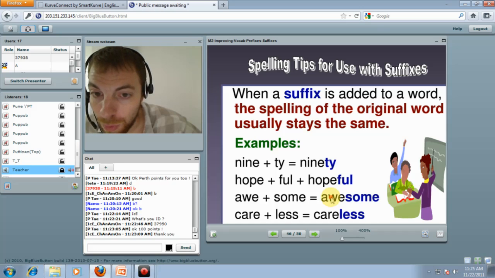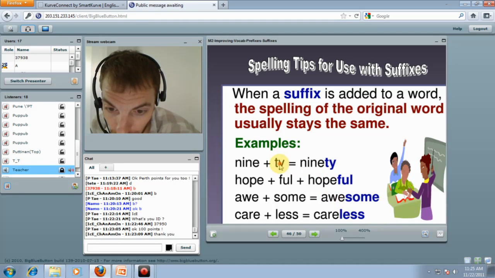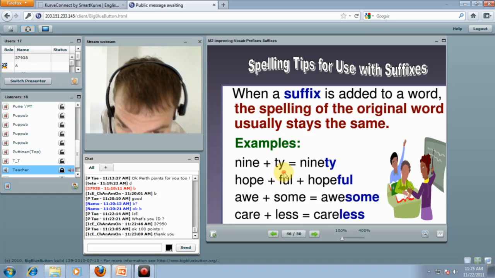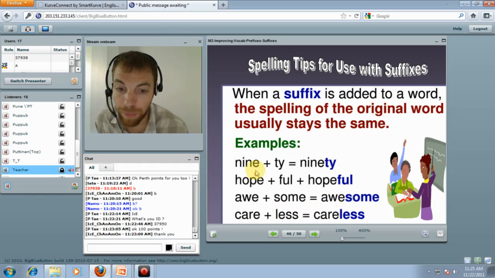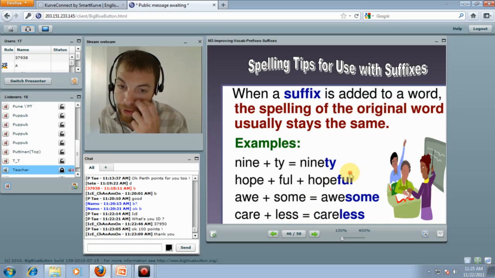Now, when a suffix is added to a word, the spelling of the original word usually stays the same. So usually it's the same. When you add -ly, or when you add -ful, hopeful, the spelling is the same. Here you have the base root word, here you have the suffix, and the spelling is the same.